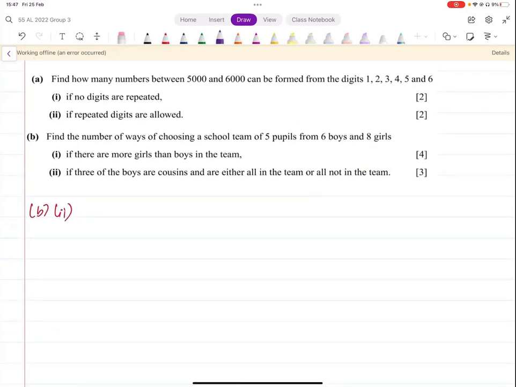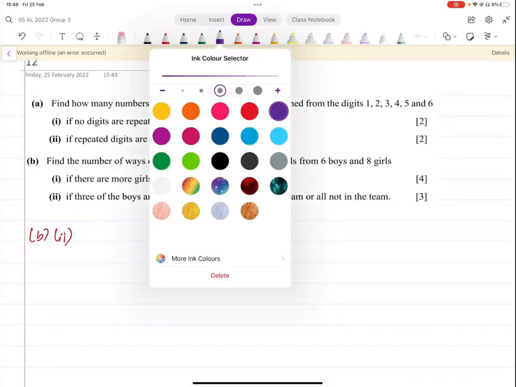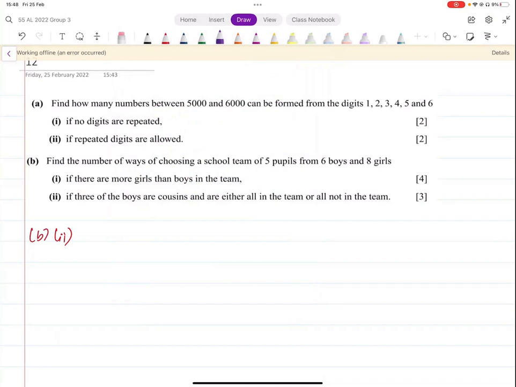Okay. Find the number of ways of choosing a school team of 5 pupils from 6 boys and 8 girls. We've got 6 boys and 8 girls, and we want to choose a team of 5 from them. Now the condition is that three of the boys are cousins and are either all in the team or all not in the team. For this we'll make two cases. It's not that hard, doesn't look that hard.